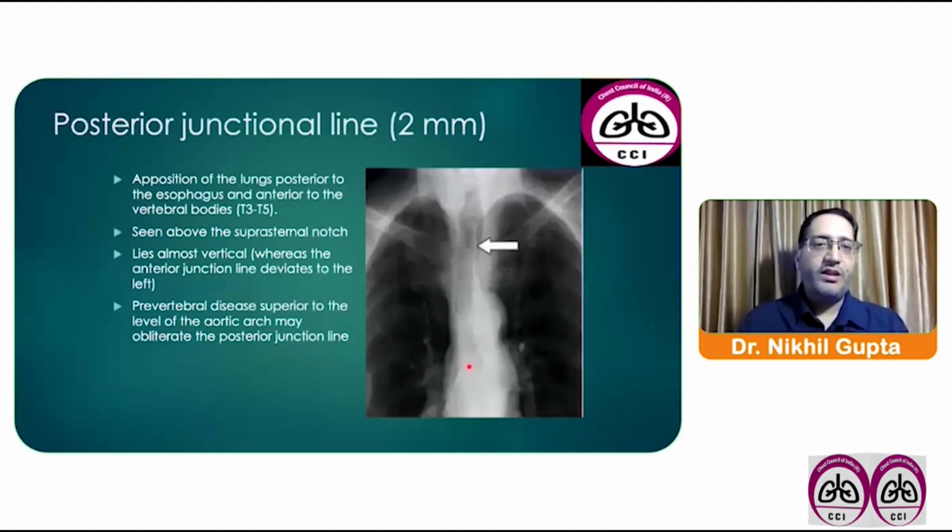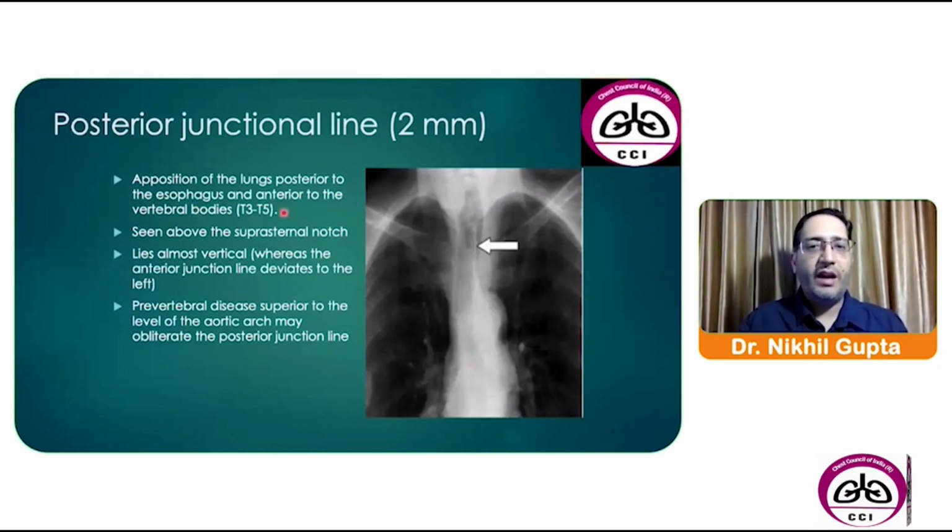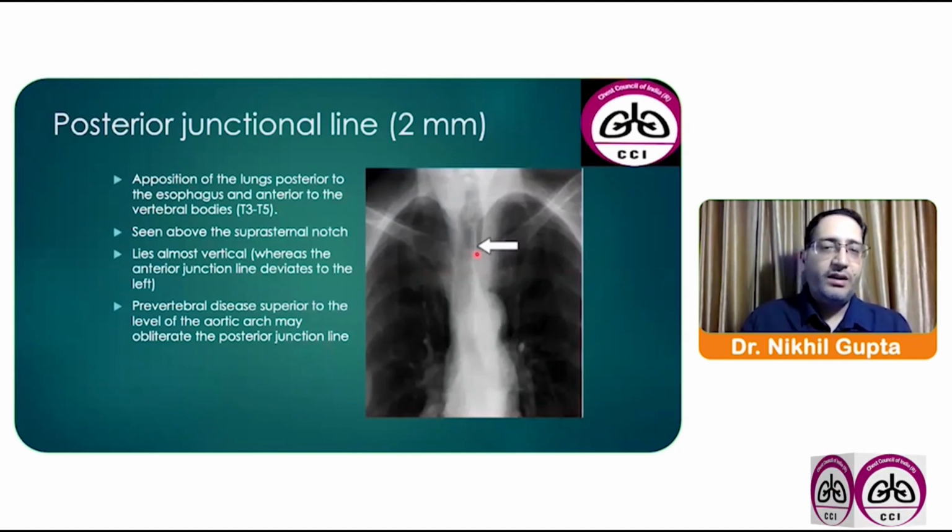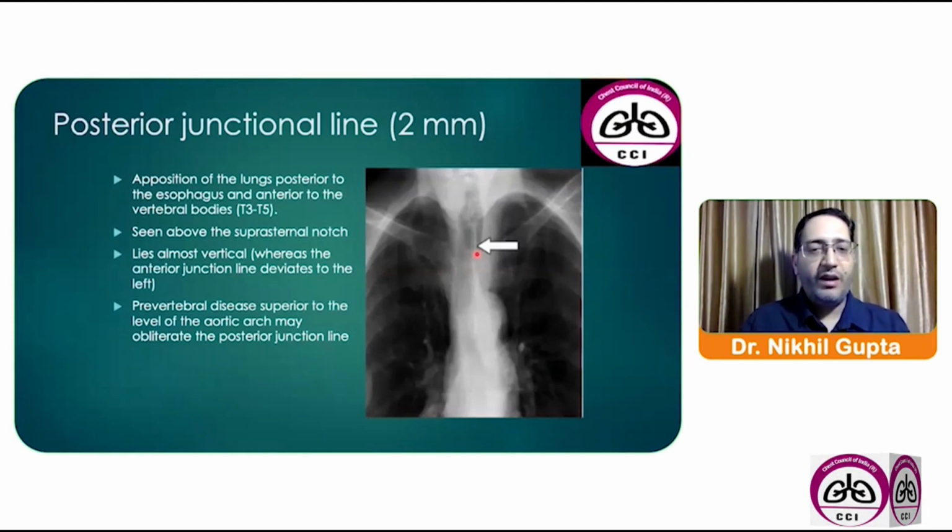Then coming to the posterior junctional line, which is normally 2 mm in dimension. It is the apposition of the lungs posterior to the esophagus and anterior to the vertebral bodies D3 to D5, seen here. It is seen above the suprasternal notch and lies vertical, whereas the anterior junctional line deviates to the left. Prevertebral disease superior to the level of the aortic arch may obliterate the posterior junctional line.